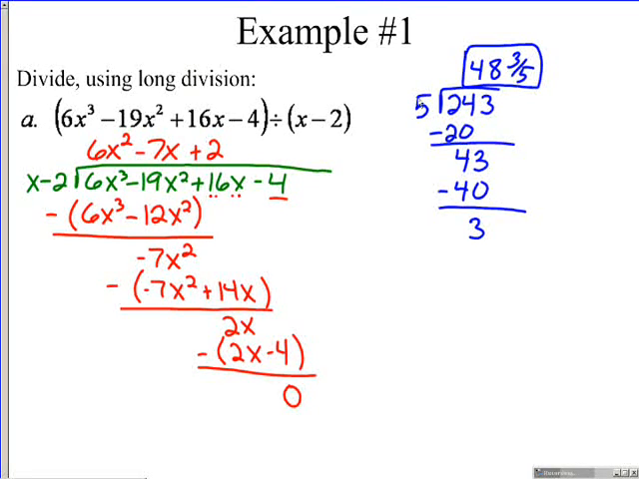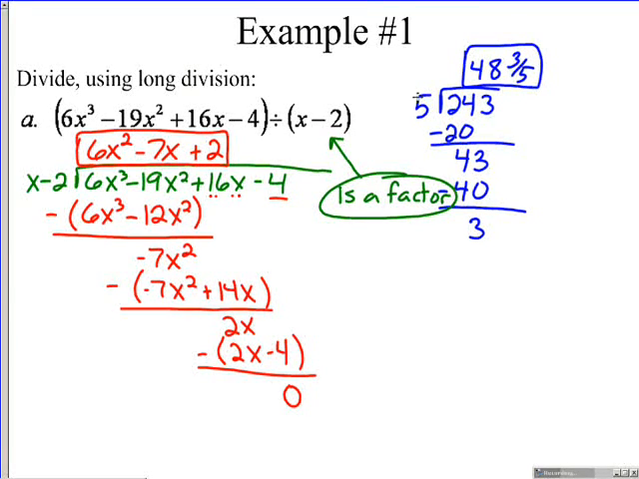What does that remainder of 0 tell us? Tells us that x minus 2 is a factor of that polynomial. Remember, the definition of a factor is that it divides in evenly. X minus 2 did divide in evenly. There's what we get when we divide that polynomial by x minus 2.